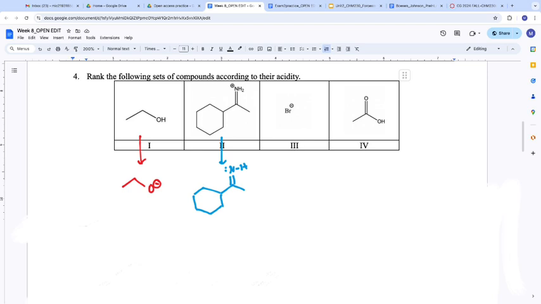How about structure 3? That's not an acid, right? To act as an acid, what must it do? It has to have a hydrogen proton. Does it have a proton to donate? No. So can that be an acid? No, which means it's number 4. It's the bottom. It's not an acid.